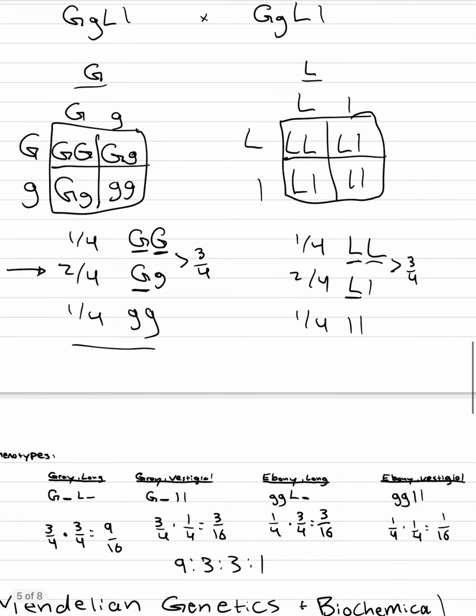Now, this is significant because this follows Mendel's law of independent assortment. That means that whenever you cross 2 individuals who are heterozygous for a gene, you're going to get this specific ratio for all the different genotypes. And that is because the genes are located on different chromosomes and they assort independently.